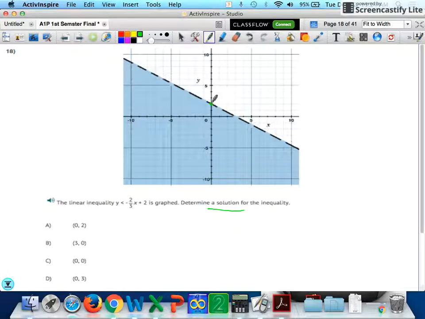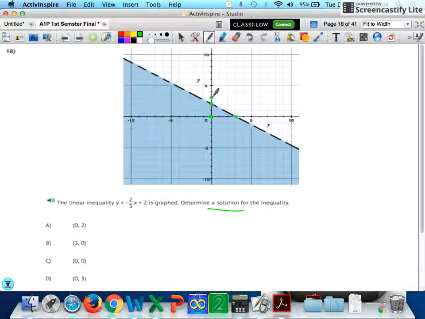Well, that's actually right there on the line. So let's not make a determination yet. Let's leave it and see if there's a better, easier answer to talk about. (3, 0). It's a little bit hard to see, but it's right there on that dashed line as well. (0, 0) is clearly in our shaded region. Clearly, okay? (0, 3) is up here.